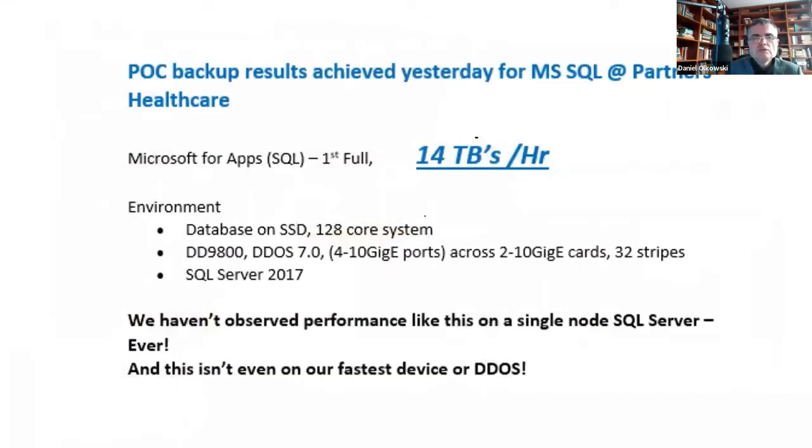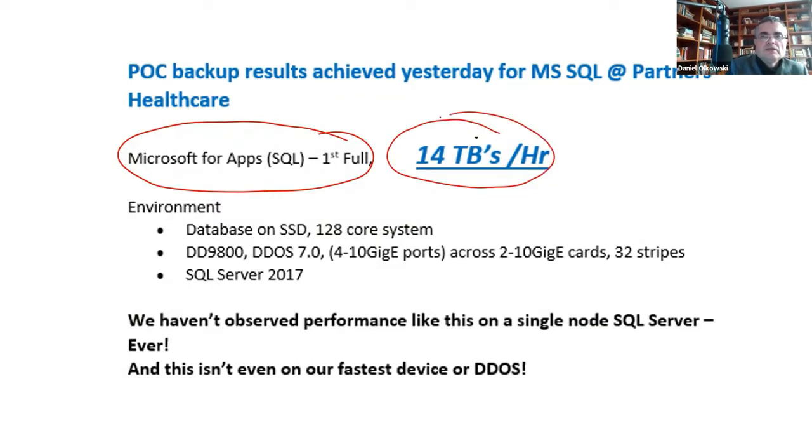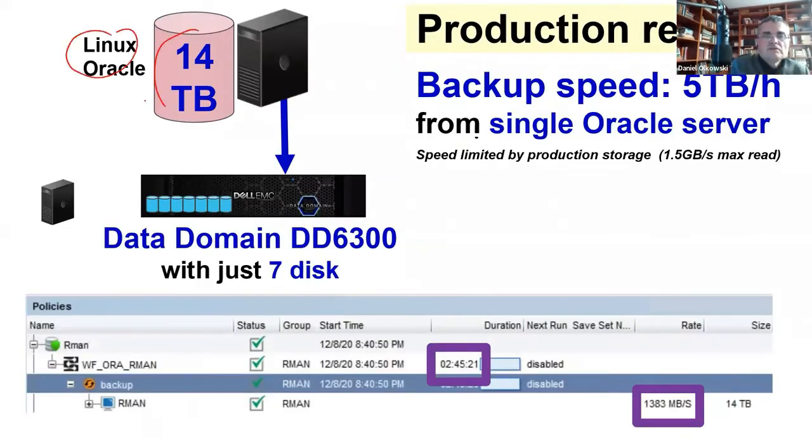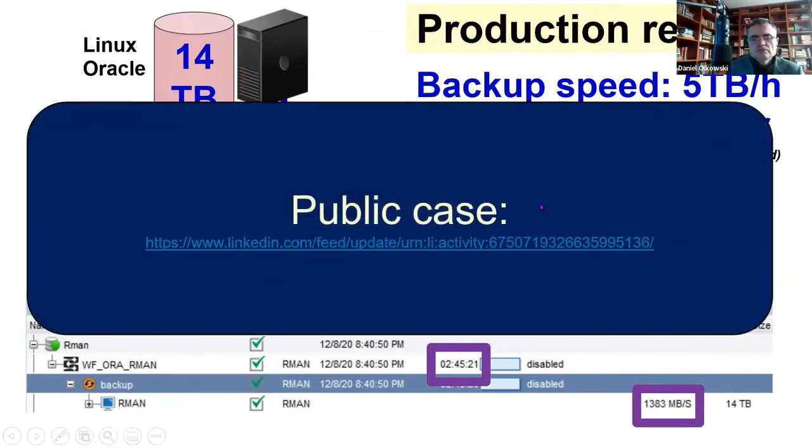Great. How does it look? One of our customers got 14 terabytes per hour from a SQL environment from a single system. Another of my customers, on Linux, with a 14 terabyte Oracle database, got a backup speed of 5 terabytes per hour as a full database. As we see, it is 1.5 gigabytes per second, and this was limited just by the production storage. If the production storage were faster, then of course the speed would be even faster. So this is the speed, and the public case can be seen here.